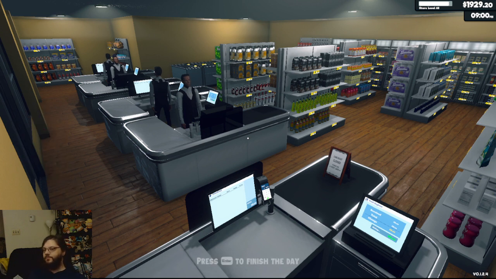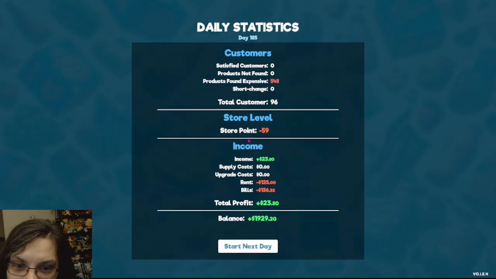So the other thing is that if you target the right product, you'll lose SP every time. However, you'll also be gaining SP for every other product that is a normal price that you sell. This time, more items are too expensive. And we gain $23. We have negative 59 store points. I don't know what that means. But that's not good. Probably. Yeah, that's not good.